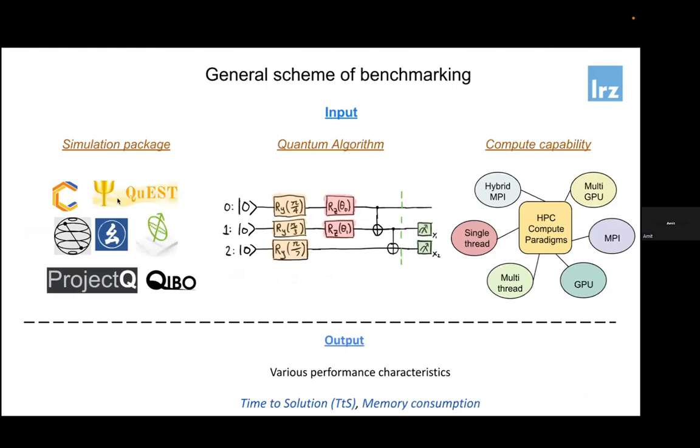A general scheme of benchmarking can be looked at this way, where we have three inputs to the tool chain or pipeline that we want to establish. The first is the selection of the simulation package. There are lots available, but the focus has been to choose those which support HPC capabilities, such as these here. Then the key central input is the quantum algorithm, which takes in a wave function, has some rotation gates, some variational parameters, and then we do the measurements and compute the expectation values. And then we want to get out the performance characteristics, which is either the time to solution or the memory consumption.